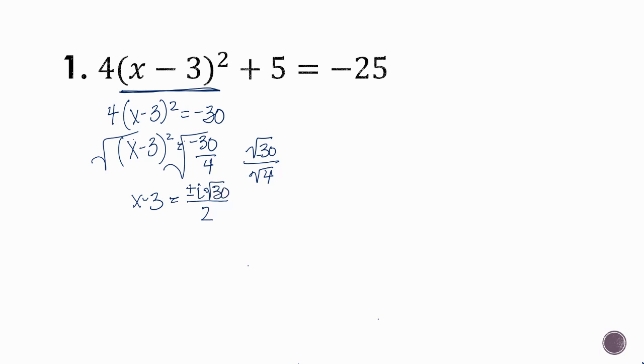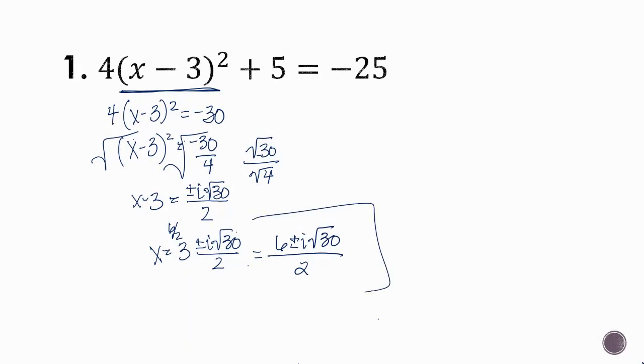Now my last step is to add 3 to the other side. x equals 3 plus or minus i square root of 30 over 2. I could also change that 3 to a 6 over 2, so that I can then add it. And really, I probably should, so that it is all one fraction. So here is my solution for that.